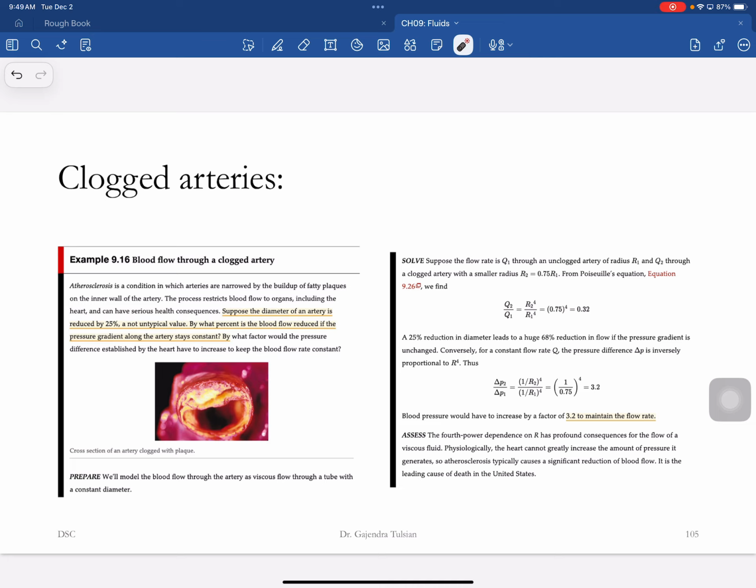So what is your normal pressure? 120 when your heart contracts. The pressure would have to increase to 360 millimeters of mercury if 25% plaque buildup happened. You're not going to do that.